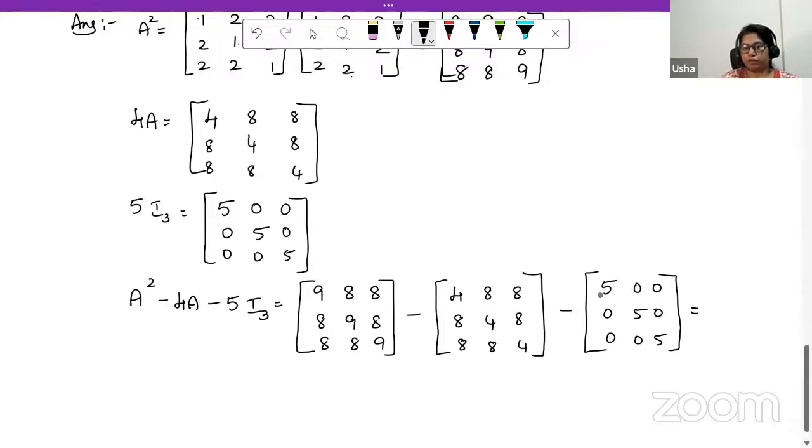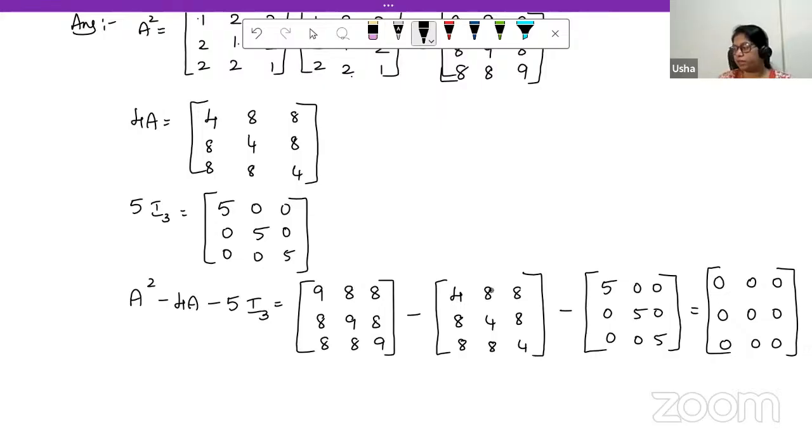9 minus 4 is 5, minus 5 is 0. Here 8 minus 8 is 0, minus 0 is again 0. So you are going to get all zeros. You can just check. Okay. Therefore, the given statement is proved. So write this final statement again. Therefore, A square minus 4A minus 5I3 equals 0. Just write that final statement.